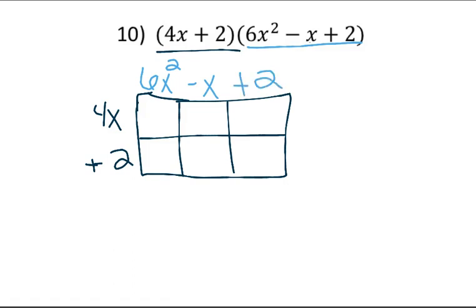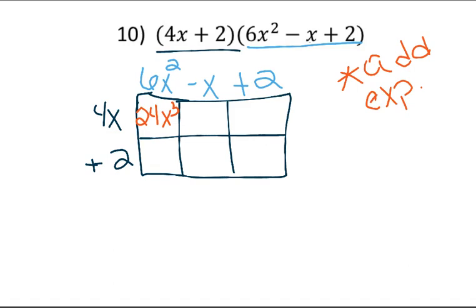So it's got to be an appropriate size box to fit the problem that you're trying to do. Then you multiply to get the inside of the box. So 6x squared times 4x would be 24x to the third. Notice when we're multiplying, you add exponents, and the big numbers, you just regular multiply. So make sure you're adding those exponents.